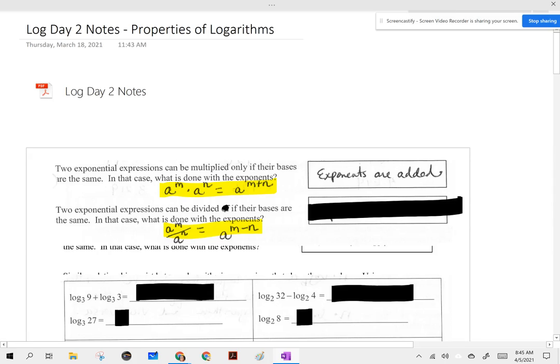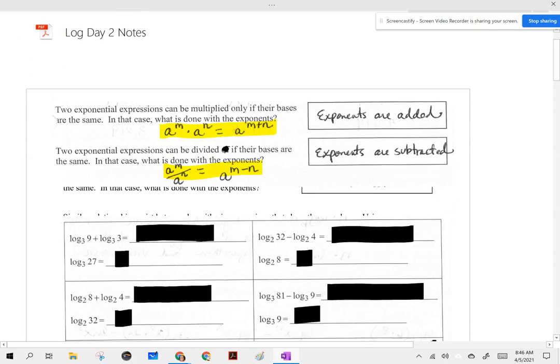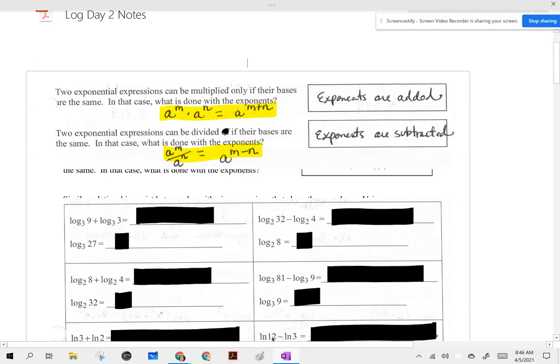Let's take a look at the next situation, when the bases are the same and you are dividing. What do we do with the exponents? We subtract them. All right. So similar relationships exist between log expressions that share the same base. So we're going to need our calculator, and then we're going to be looking at some situations here.